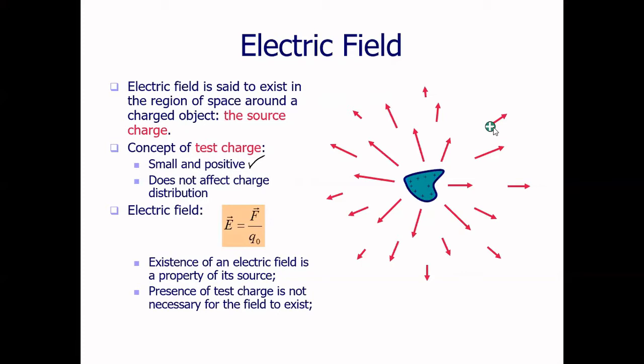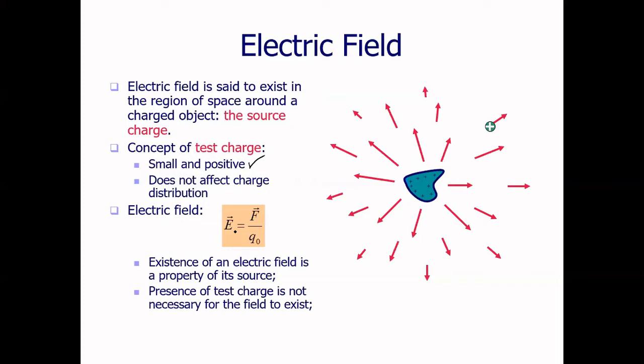Okay? So by definition, the electric field is simply the force per unit test charge. If the test charge is Q naught, then the electric field is just the force that is acting on a test charge placed in a certain region of space. The electric field is just the Coulomb force acting on a test charge. Remember, a test charge is simply a small positive charge that does not affect the charge distribution within its neighborhood.